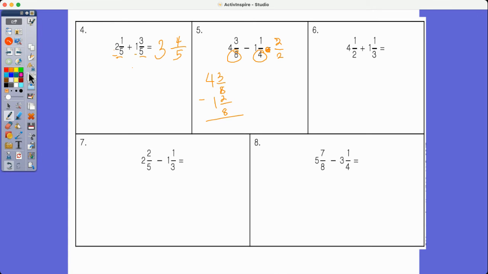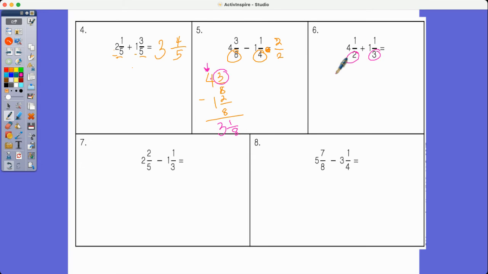And the only trick with subtraction is this number has to be bigger, or you have to borrow a whole from here. Just like you borrow in regular subtraction, you can borrow it in fractions. This is good. We can subtract here, so I'm just going to go 3 minus 2 is 1. I have 1/8, and 4 minus 1 is 3. So my answer is 3 and 1/8.